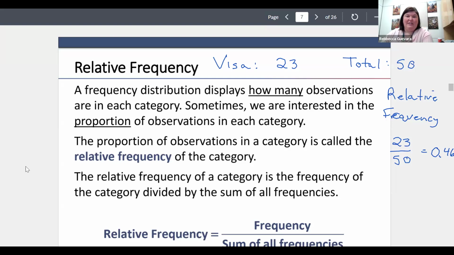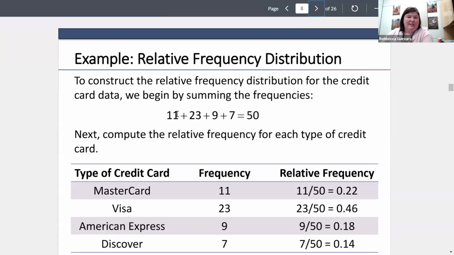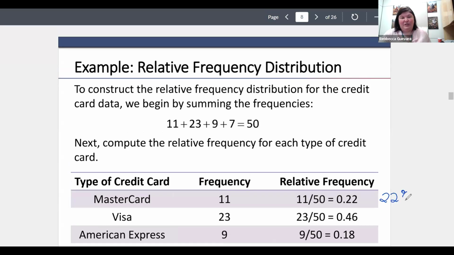In statistics, we have a tendency not to think about percent though. If we added up all the cards, we should have 50 of them. So MasterCards were 11 out of 50. So the relative frequency is 0.22. Or what we know that to be is 22%.